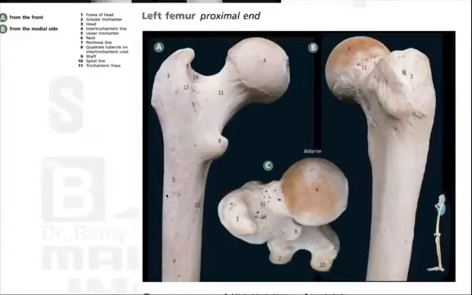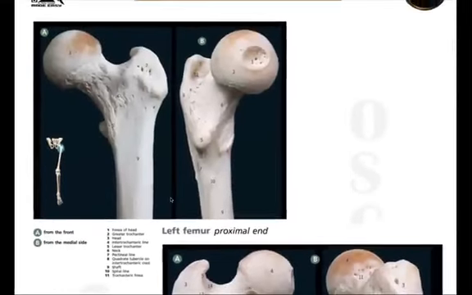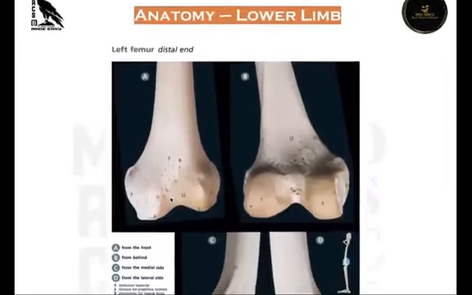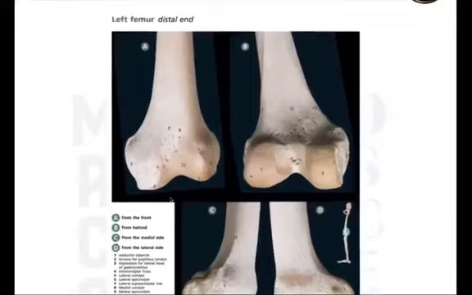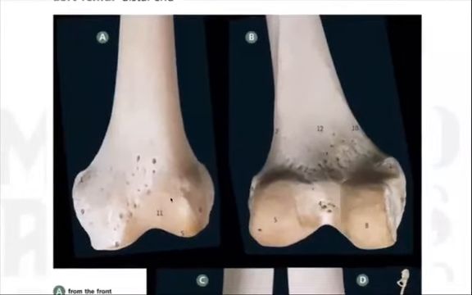Fantastic, guys. We have to know one more identifying point, which is number 13, the linea aspera. Fantastic, guys. You are very smart and you can learn so easily, and that's very good. That was the femur from the upper end. So now we have to learn the femur from the lower end.